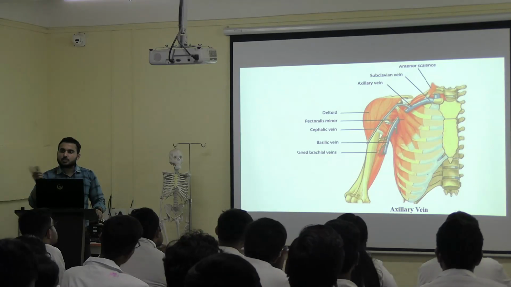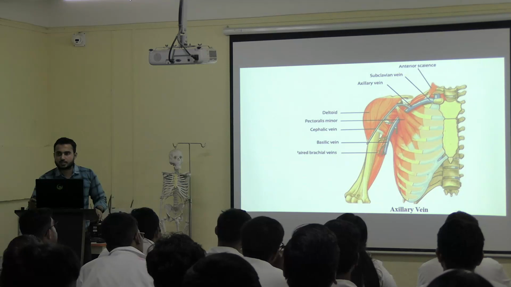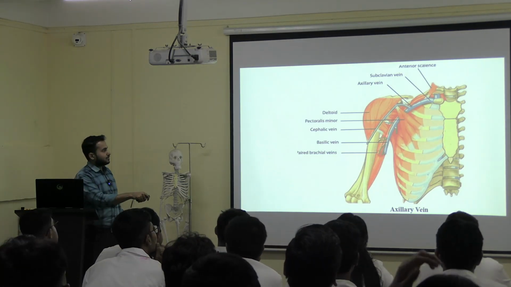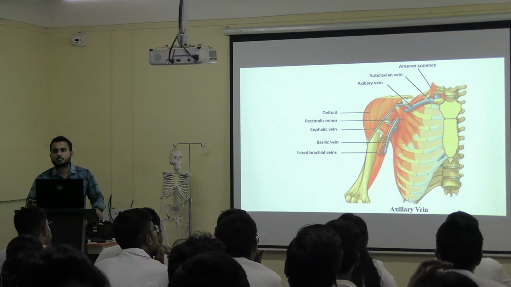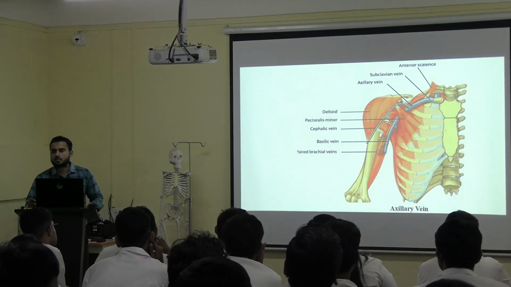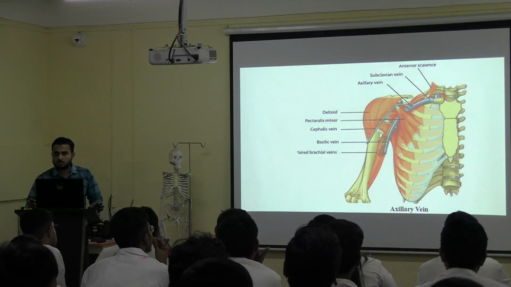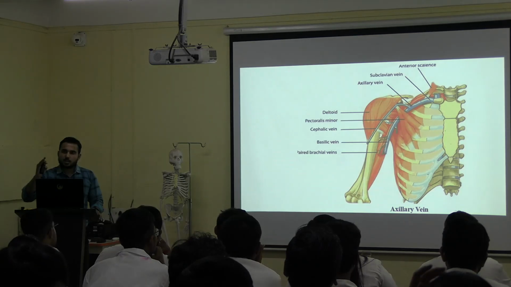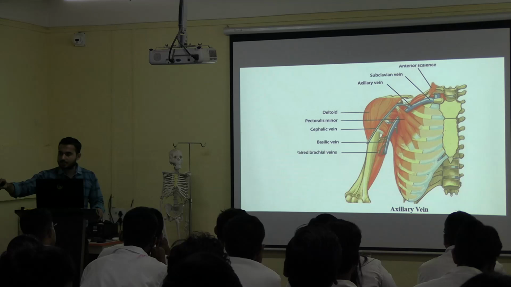And in between both the veins, the median cubital vein is present, which is connecting both the veins, especially in the cubital fossa. So this basilic vein continues as the axillary vein. Now the axillary vein is nothing but the continuation of the basilic vein. It begins at the lower border of the teres major muscle. Previously, in the case of the artery, we have seen that at the lower border of the teres major muscle the axillary artery terminates and the brachial artery starts.